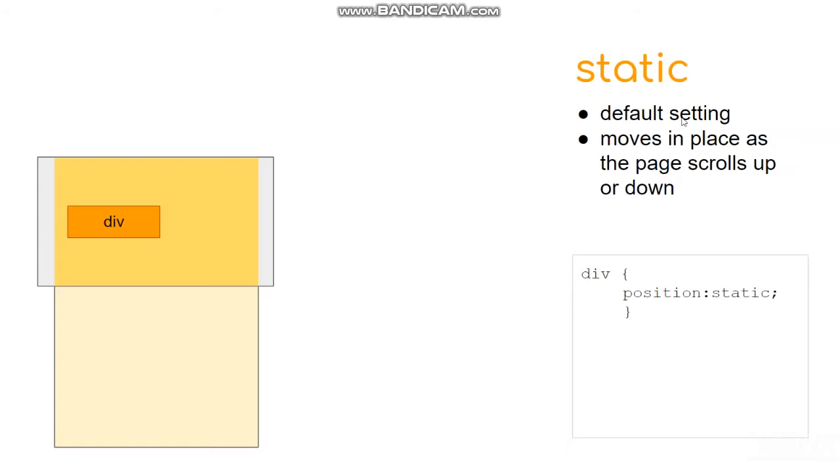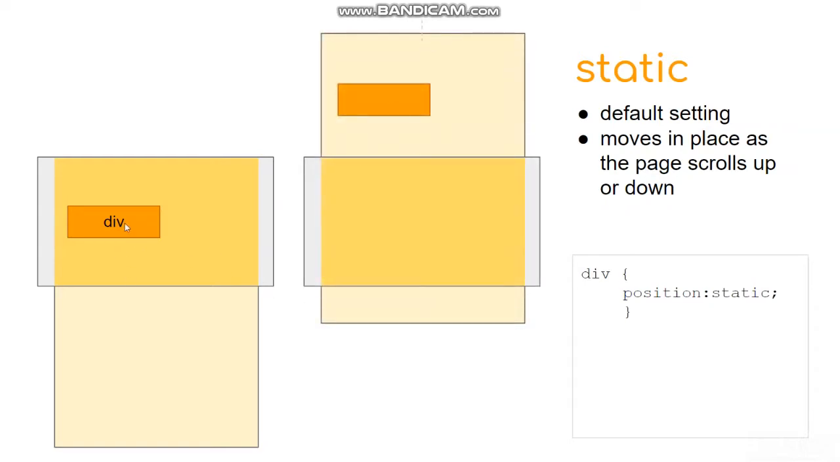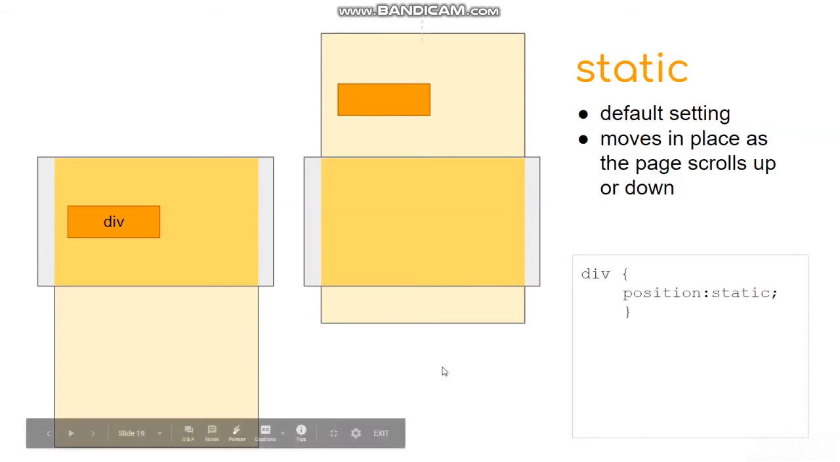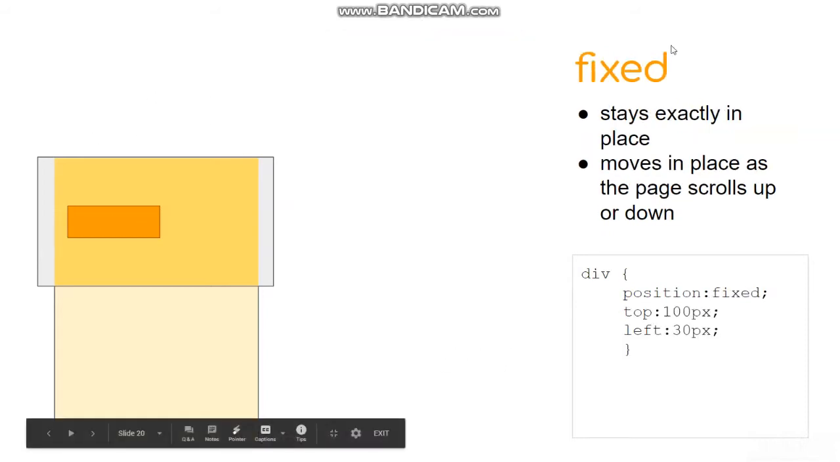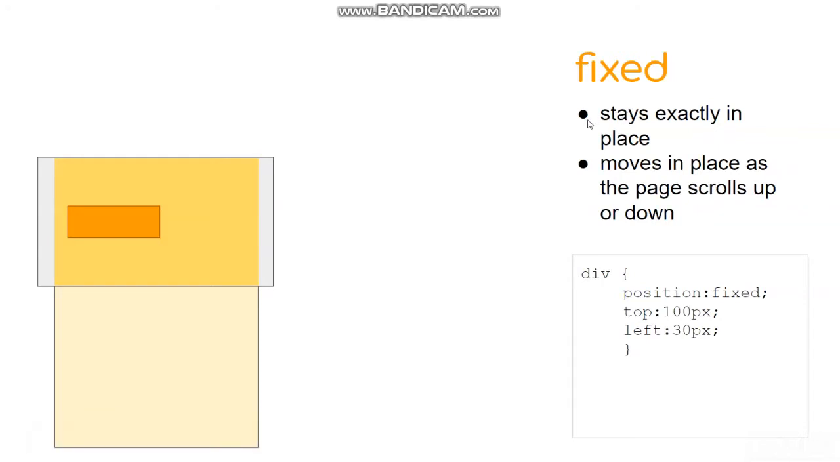So the static is the default setting, and it moves in place as the page scrolls up or down. This is the way we write it, position static. So this div, if we're going to move the page upward, the div scrolls upward with it. Okay, that's our default. We have the fixed, and it stays exactly in place, and it moves in place as the page scrolls up and down.